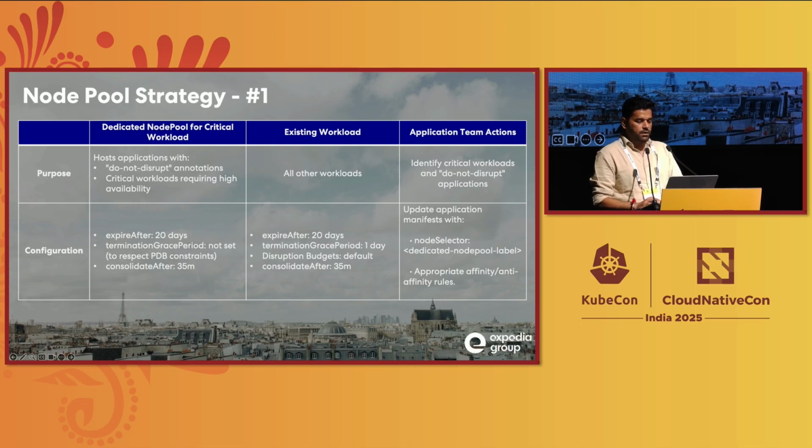And then some action from the application team is also needed. For this strategy to work, application teams need to identify which workloads are truly critical and should not be disrupted, and they need to add node selectors and affinity and anti-affinity to their application placement.